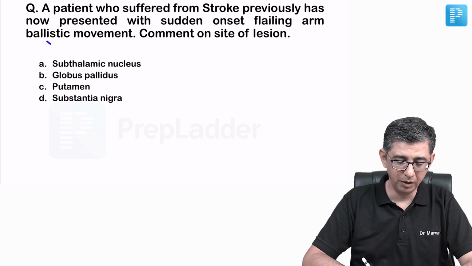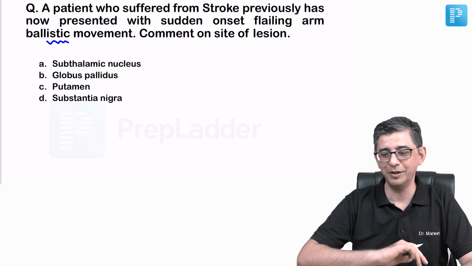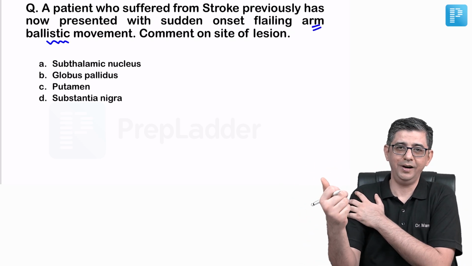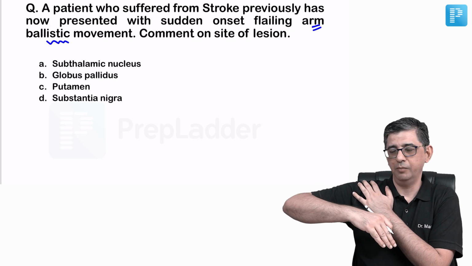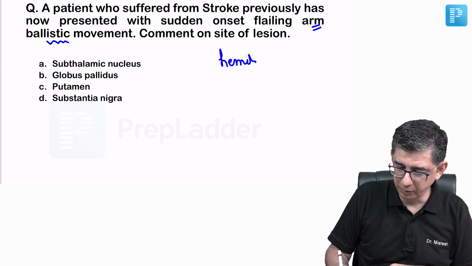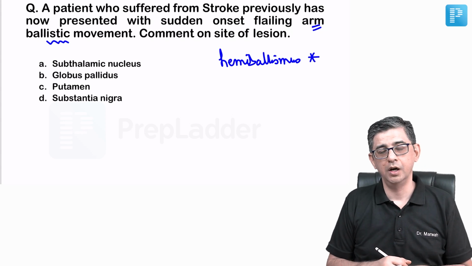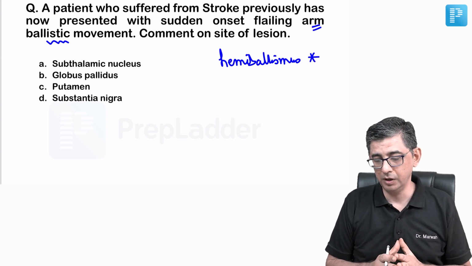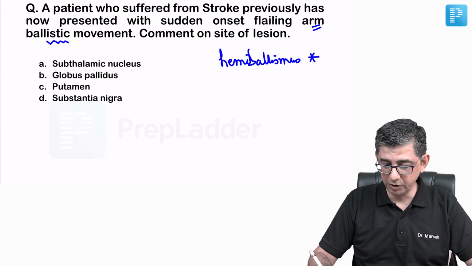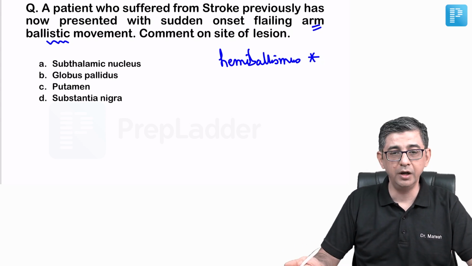Coming to the next one, it said a patient who suffered from stroke has now presented with sudden onset flailing arm, ballistic movement. I think that was a word that everybody was very vocal about, ballistic movement of the arm. The movement was occurring in the arm, probably the forearm, so I'm going to call it arm, and the flailing or ballistic movement would be occurring at the shoulder. So the diagnosis of this patient would be damage to the basal ganglia, and the involuntary movement that was described was hemiballismus. I'm still looking for other descriptions; I think the question was slightly longer than this. If you can provide me a description, great, but we can still narrow down to the diagnosis from the current information as well.